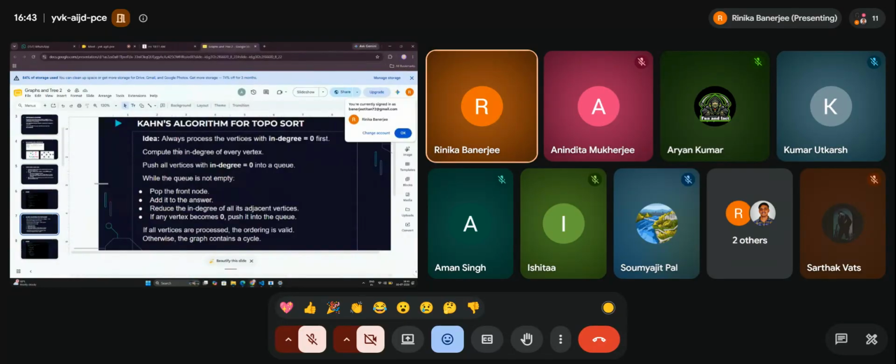What is in degree? The number of edges that is coming towards that node. So we'll first process all the nodes with in degree 0. We'll push all the nodes with in degree 0 into the queue. Then I'll pop them one after another, and process each of the nodes one by one. I'll tell you about the intuition. First, let's see the algorithm.